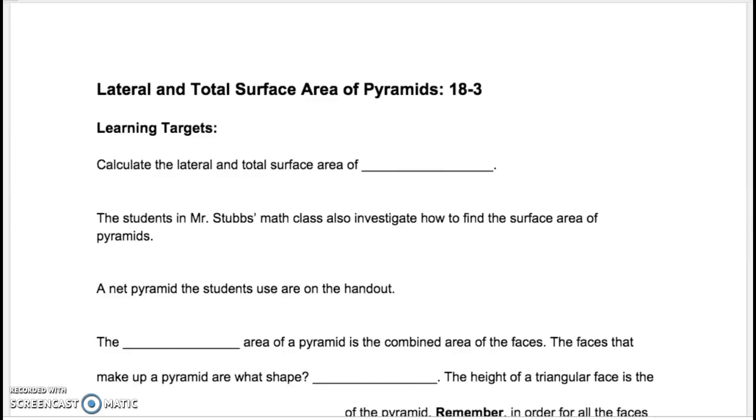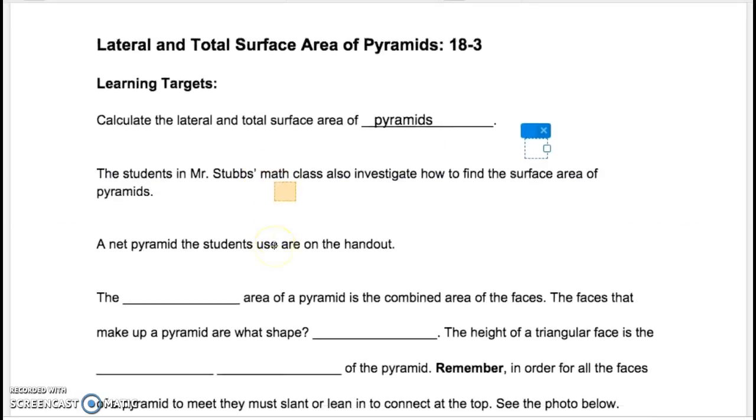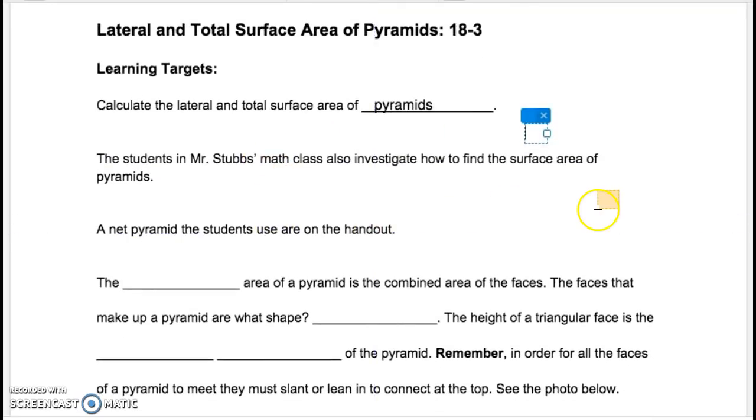So our learning targets for today are to calculate the lateral and total surface area of pyramids. If you fill that in, it should be pyramids. So make sure you're following along in the notes and filling these in as we go.